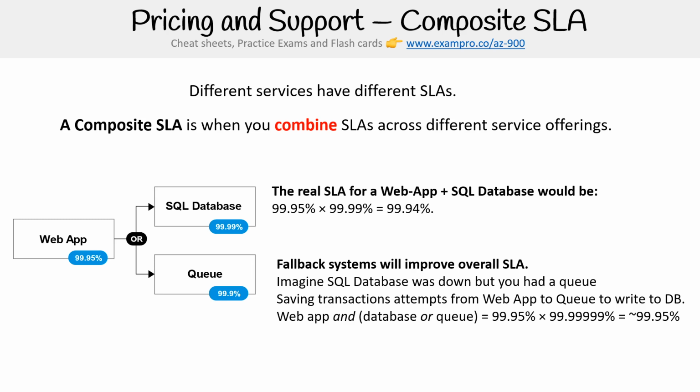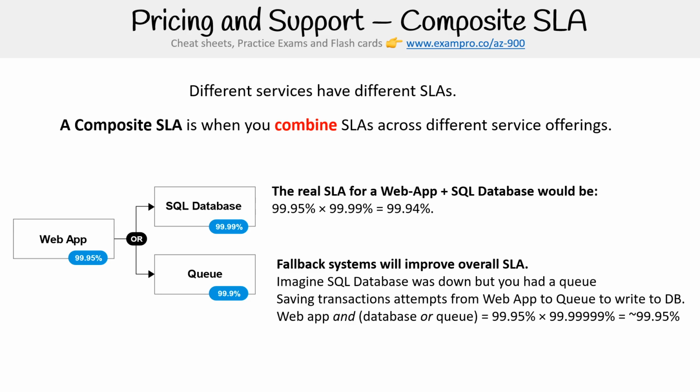So imagine you have that SQL database and it goes down, but if you had a queue, and that queue was saving all the transaction attempts that the web app was trying to write to the database, it wouldn't matter if the database went down, because once the database went back up, all those transactions would be there, and then those transactions would complete.